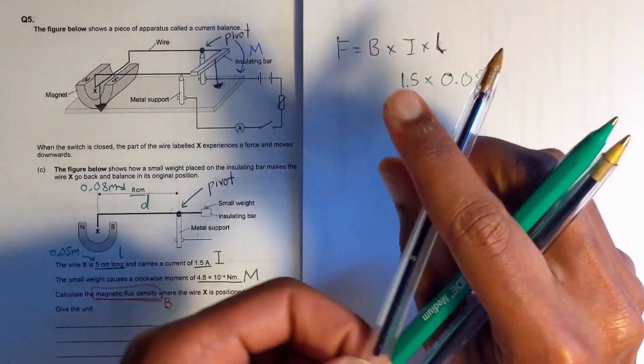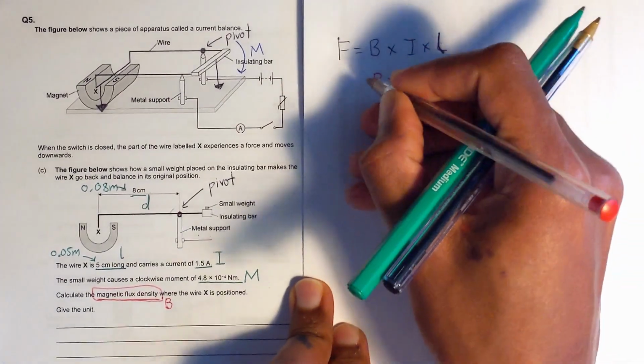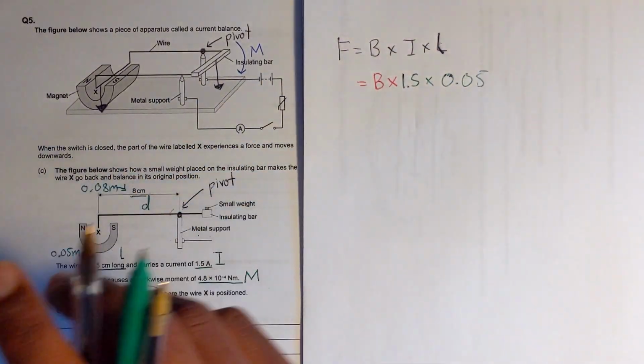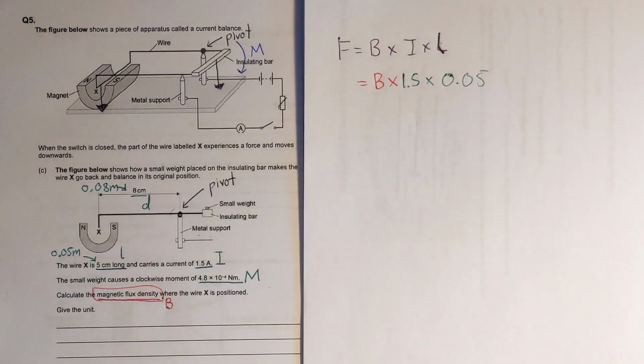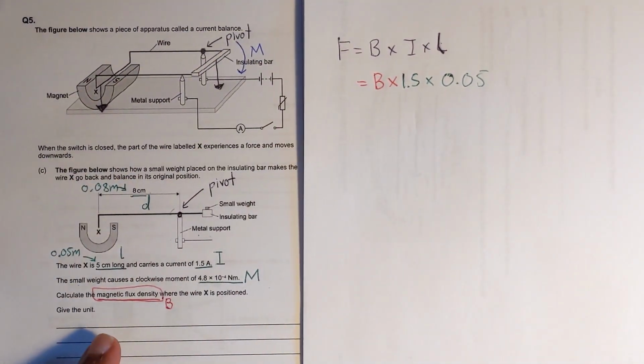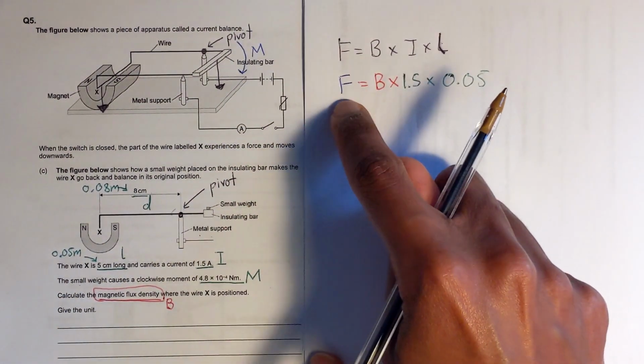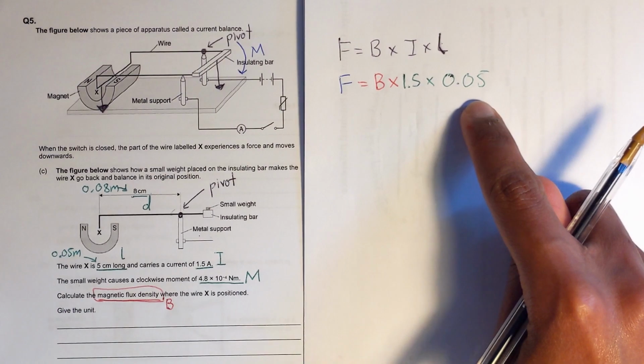B is of course unknown, as that's our magnetic flux density, so I'm going to colour code that red because that's what we're trying to find. And interestingly, we also don't have a value of F. There is nothing in this question that's measured in newtons, so I'm going to label that in blue because we're going to need to find F to finish this problem.